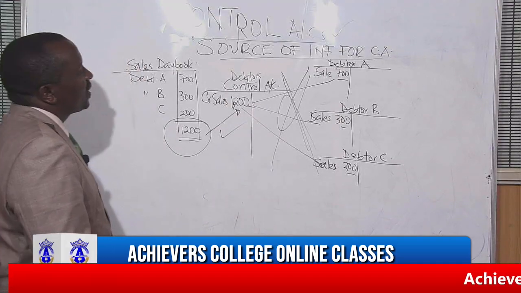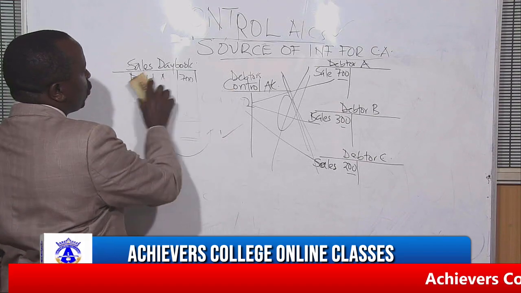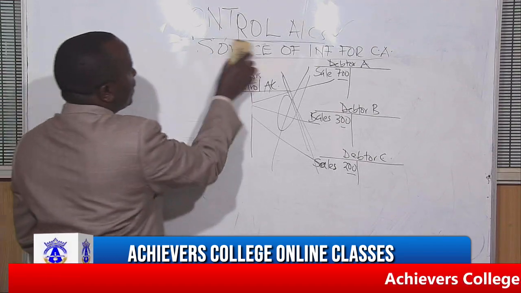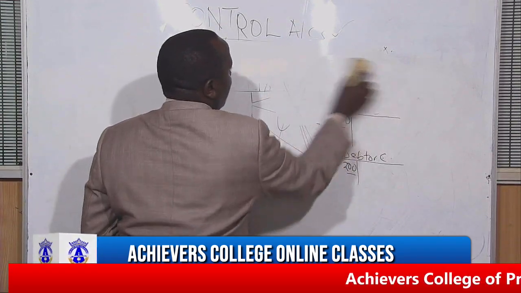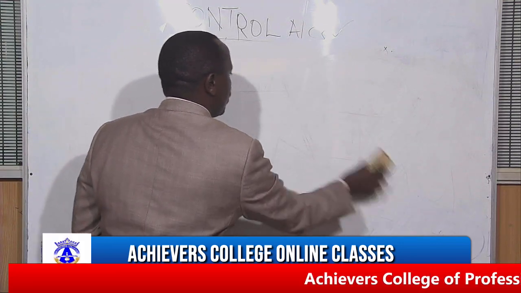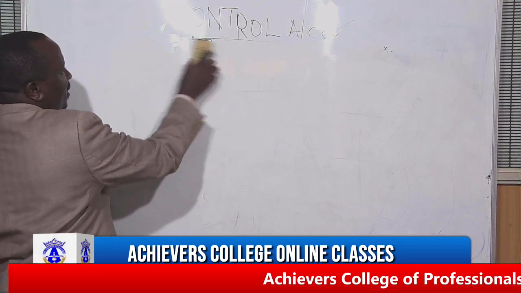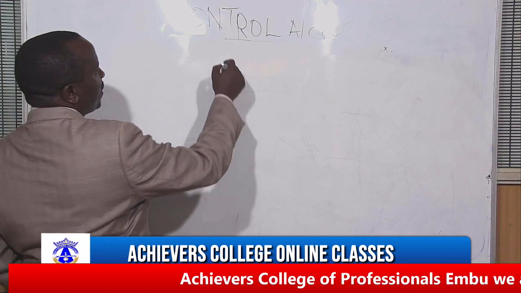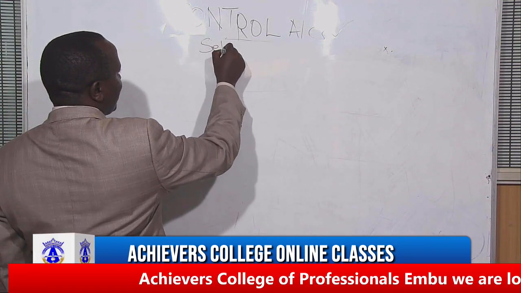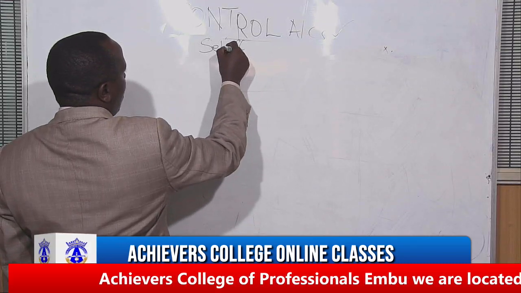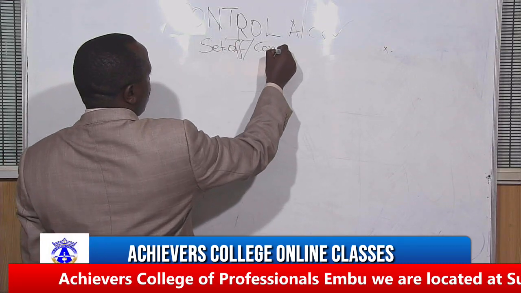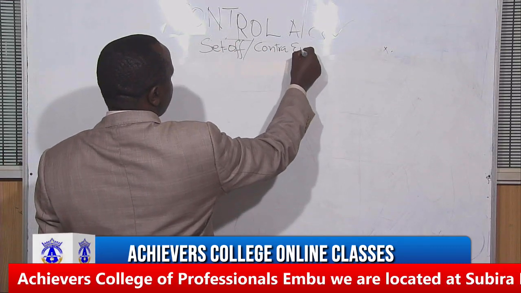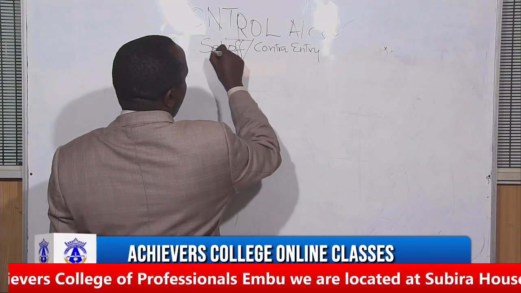Then there is something else that I want you to know, before we do an illustration. What do we call a set-off, or what do we call a contra entry in a control account?